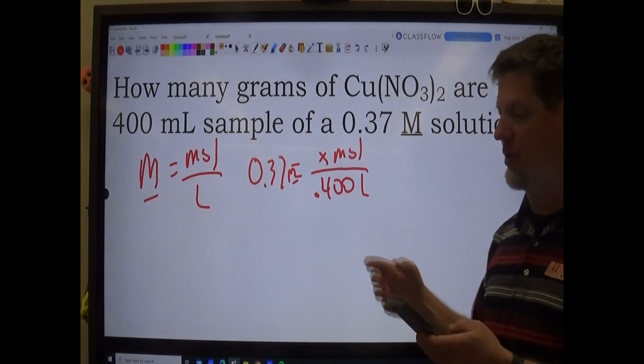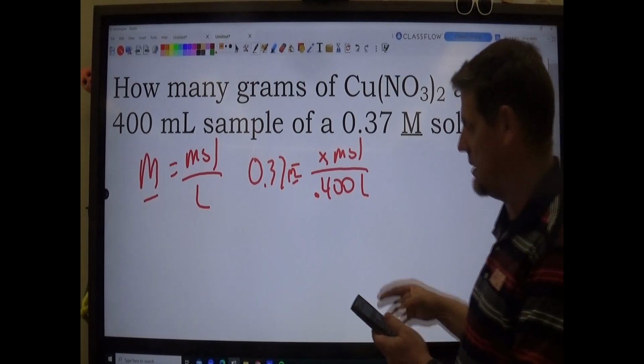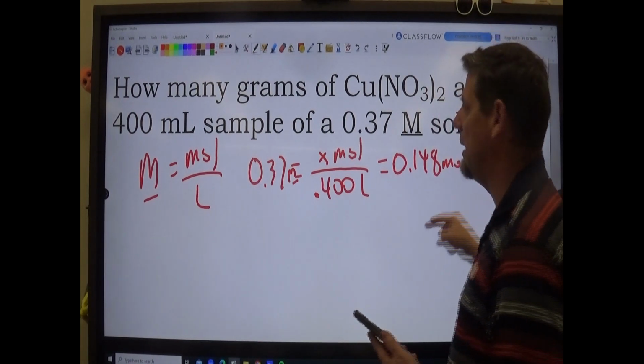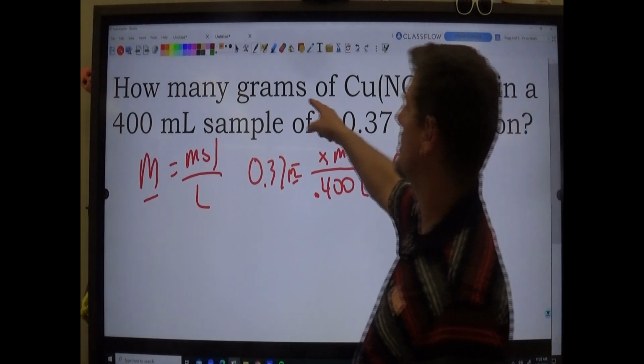Molarity times volume gives you moles. 0.37 times 0.4 is 0.148 moles. That's how many moles of copper(II) nitrate are in 400 milliliters. But the question didn't want moles, it said how many grams.